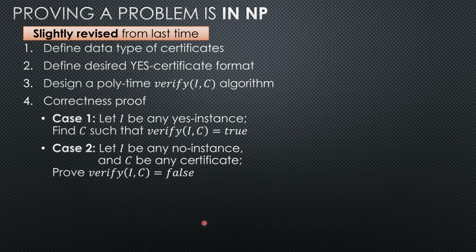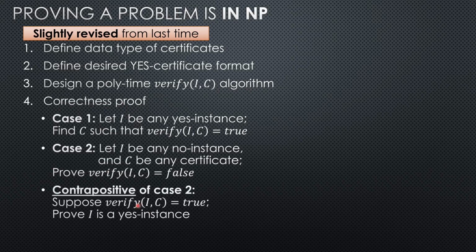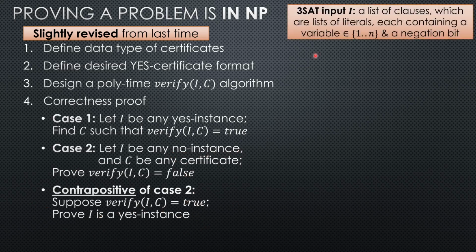And so we'll run through these steps. Of course, case 2 has a contrapositive, which we typically work with instead, because we'd like not to prove things about no instances or no certificates. We'd like to prove things about yes instances. Okay, so let's prove this for 3SAT.